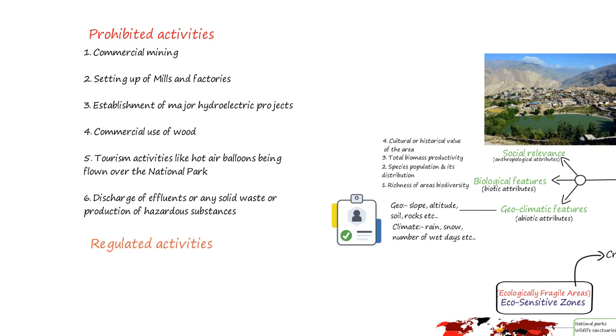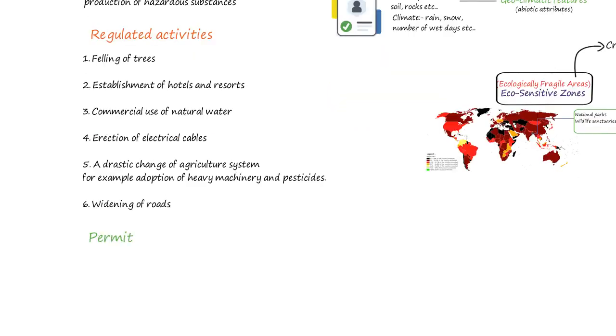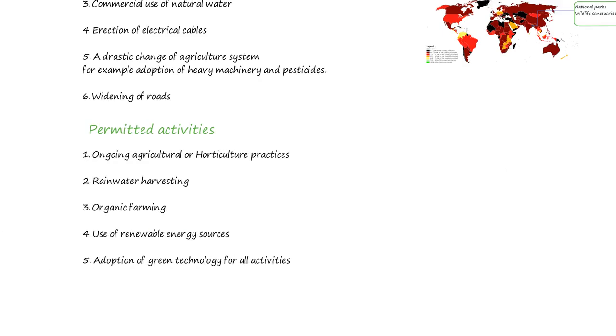Now, what are the activities which are regulated? These are felling of trees, establishment of hotels and resorts, commercial use of natural water, then erection of electrical cables, a drastic change of agricultural system, for example, adoption of heavy machinery and pesticides, and then widening of roads. Now we'll see the activities that are permitted. These are ongoing agricultural or horticultural practices, rainwater harvesting, organic farming, use of renewable energy sources, then adoption of green technology for all activities.